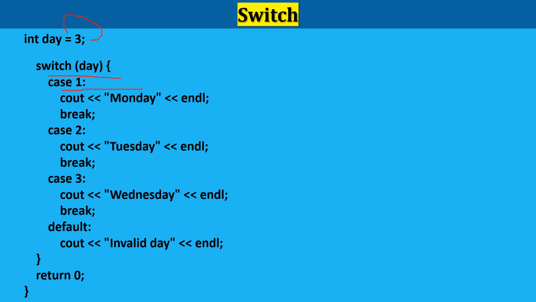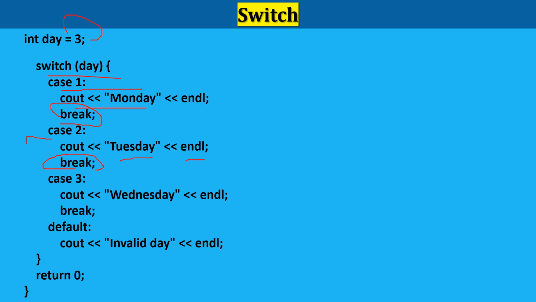Case 1: this block will execute if the day equals 1. cout Monday and endl print Monday to the console and move to a new line, and then we have a break. Exit the switch statement after executing this case. Without break, the program falls through to the next case. Case 2: execute if day equals 2. cout Tuesday and endl print Tuesday and move to the next line, and again we have a break.